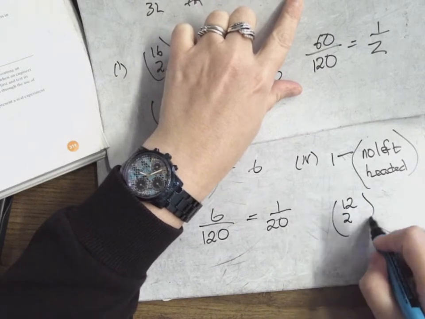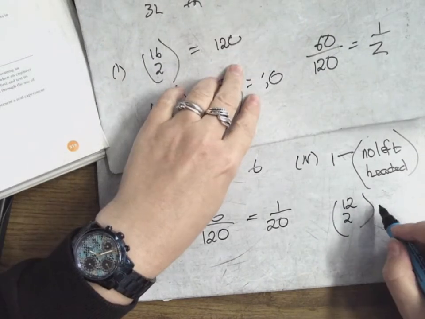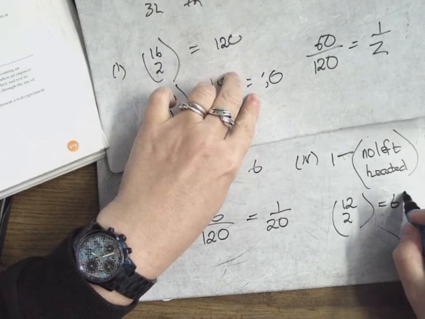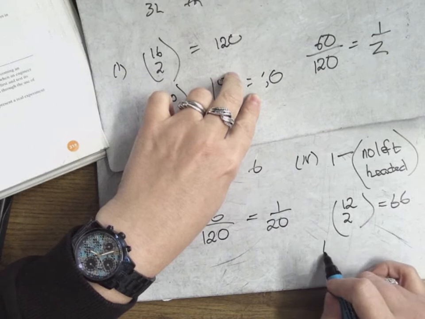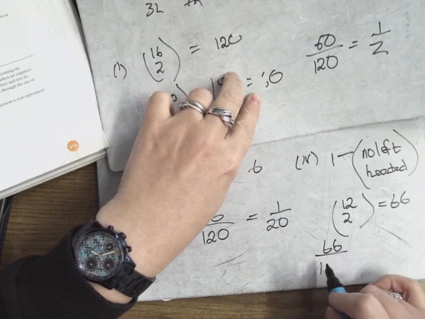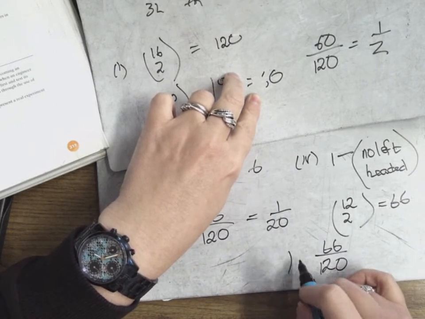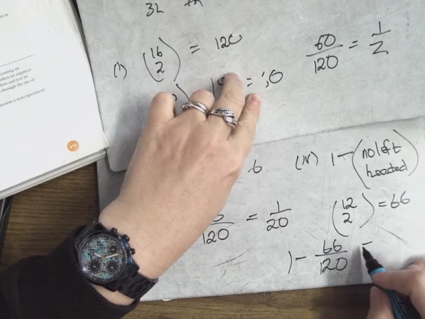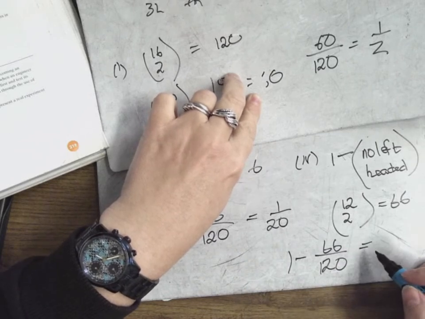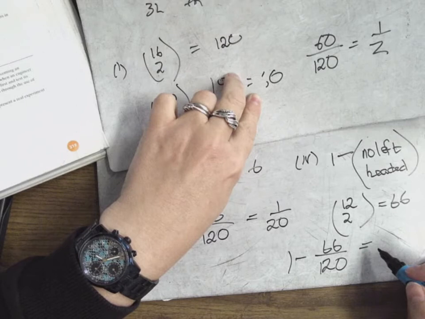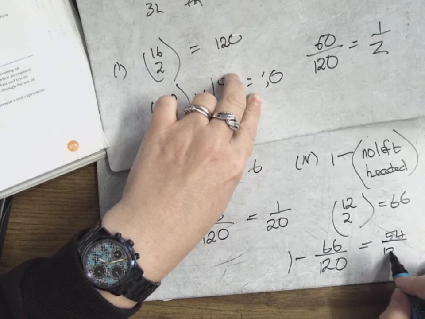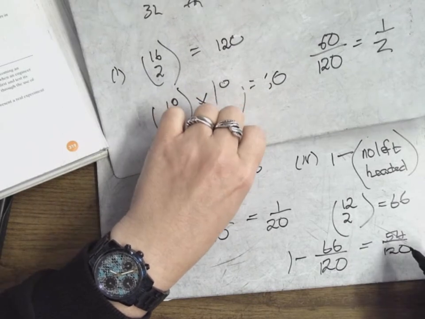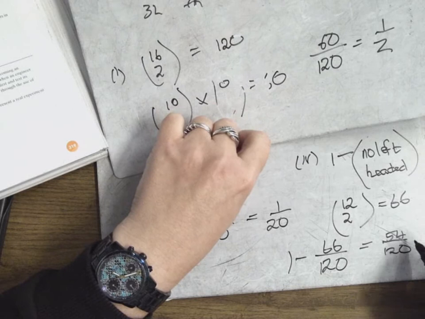Is that okay? So they're the right-handed people. 12 choose 2, which would be 66. Right? So the probability of that is 66 over 120, and 1 take away 66 over 120 is whatever it is. 66 from 120 is 54 over 120, which cancels down to whatever. Is that okay? 9 over 20, I think.